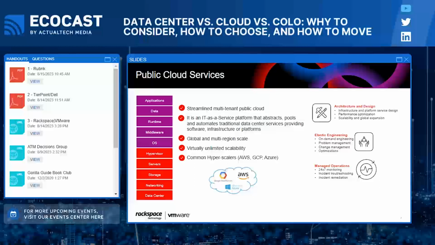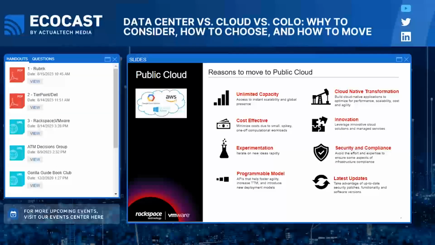So why would you want to use the public cloud as opposed to private cloud or Colo? First one is unlimited capacity. Basically, you can scale to your heart's content, so virtually unlimited capacity, and also global presence. If you have an application and you need to have that app deployed in US and Asia and South America, all over the globe, you can do that fairly quickly while using the public cloud.